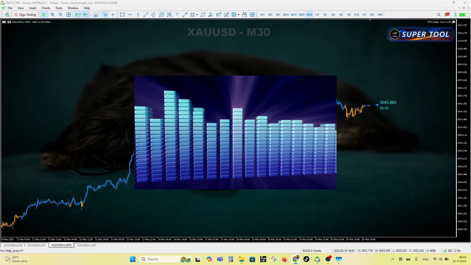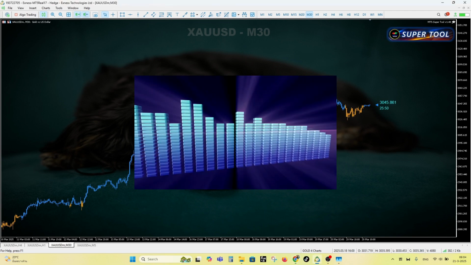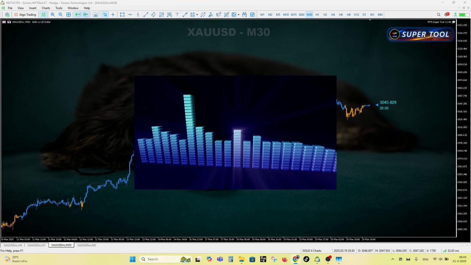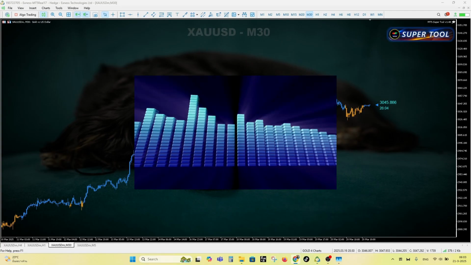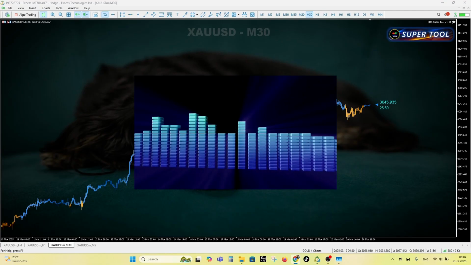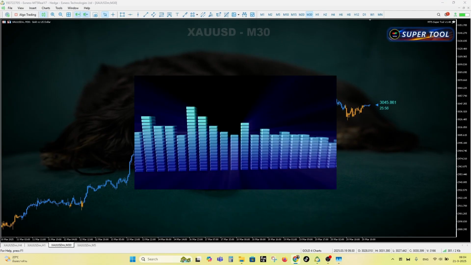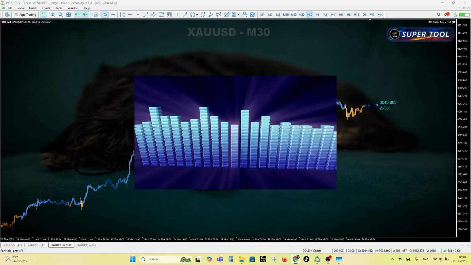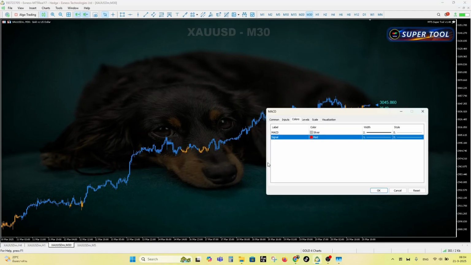Next is the histogram. It's the difference between the MACD line and the signal line. This also conveys the strength of the trend. The MACD line is represented as the edges or rims of the histogram. When the MACD line is above the signal line, prices tend to move up, and down for the opposite.